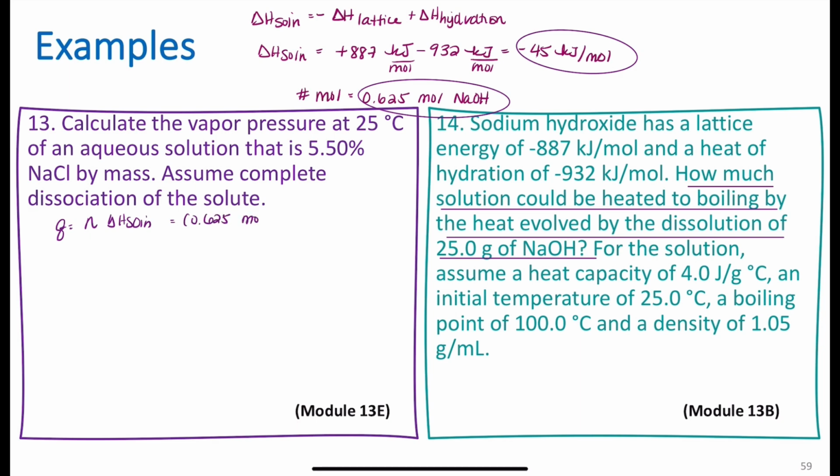0.625 moles times negative 45 kilojoules per mole. This is negative 28 kilojoules. I'm running out of space here. Or negative 28,000 joules of heat. So for that amount of sodium hydroxide, 28,000 joules of heat is released. But that still has not answered our question.